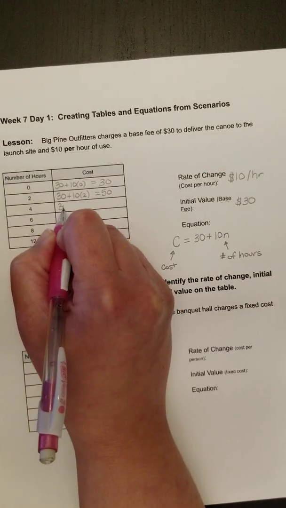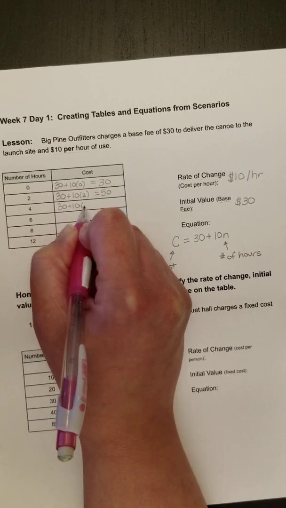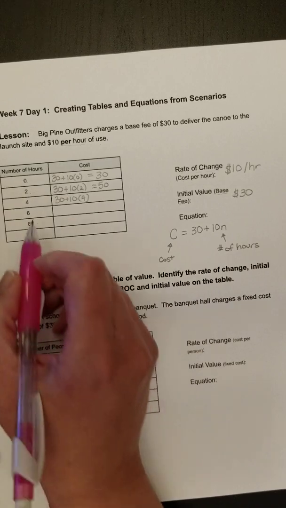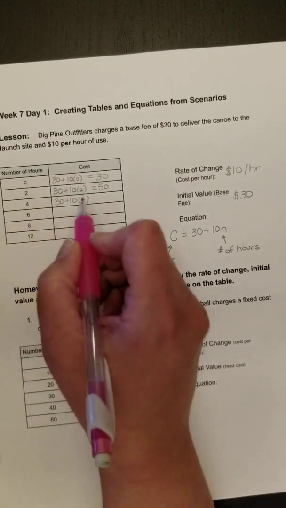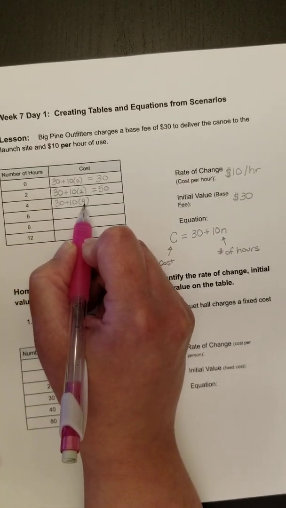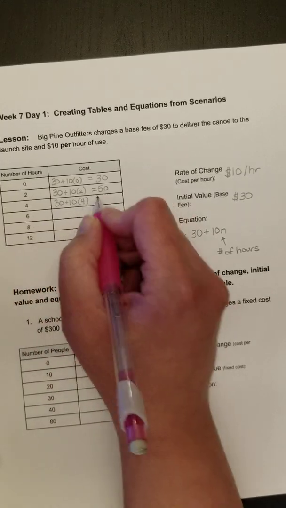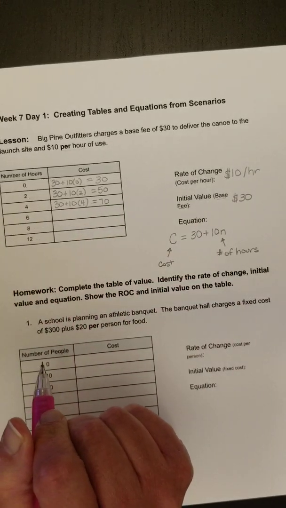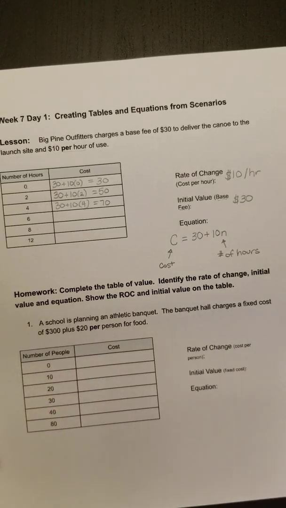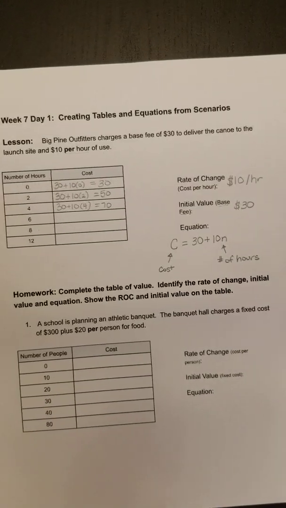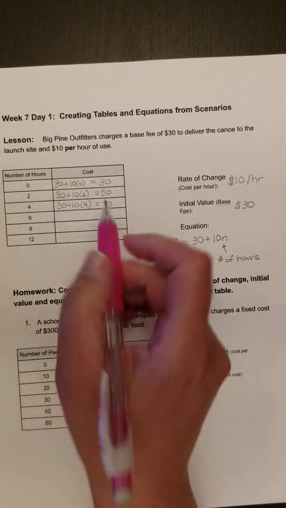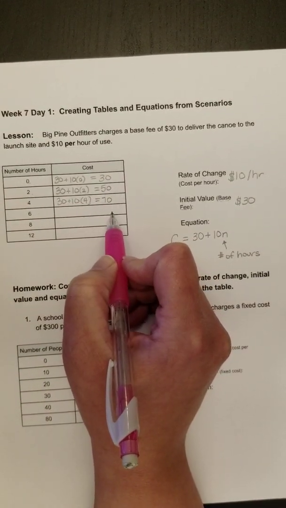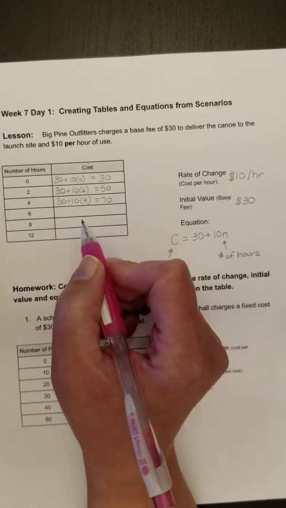The next one, 30 plus 10 times 4 hours. You want to have a longer canoe ride, you're renting it for 4 hours. 10 times 4 is 40. 30 plus 40 is 70. Now, I think you guys are probably seeing a pattern in here, and that's awesome. And I bet a lot of you just want to say, oh, 30, 50, 70. Do we think this is going to be 90? It is. We'll figure it out.